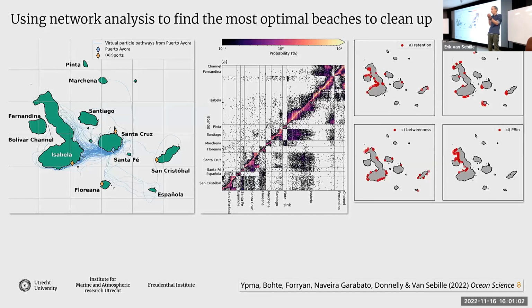It may be much more efficient to go to a beach with a very high in and out flux. And if you go multiple times, then that is the efficient place to actually take out the plastic. And that's what we're trying to do with those metrics. I'm only showing 4 here. In total, you try 10.